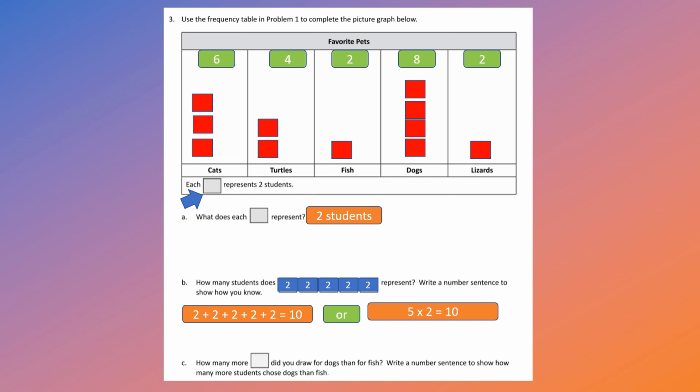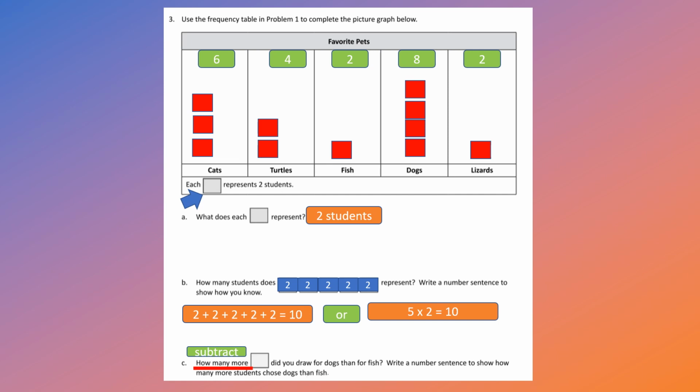Now let's move on to question C. Question C says, how many more squares did you draw for dogs than for fish? Write a number sentence to show how many more students chose dogs than fish. So first of all, I see how many more. Anytime I see how many more, I write a note to myself saying I need to subtract. So what am I subtracting? Well, let's keep reading. How many more? I need to subtract. Did you draw for dogs than for fish? I need to subtract dogs and fish.